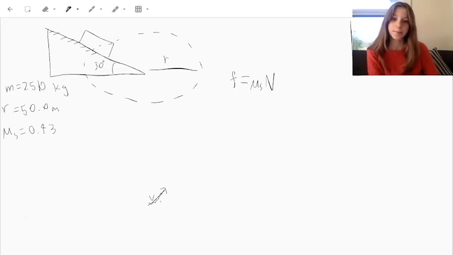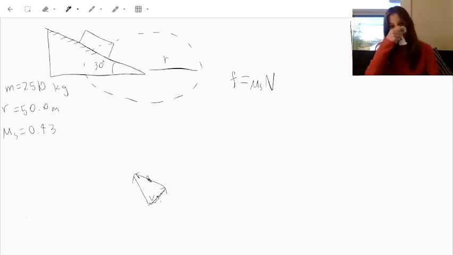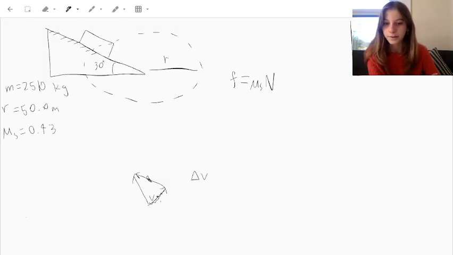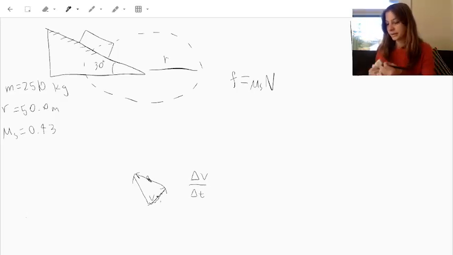Pretty self-explanatory. But let's say we take this vector and we turn it into this vector. Here we can see that its magnitude has changed as well as its direction. The change that we've made is we've added a new vector, this one here, to this one. That change in velocity is acceleration, because acceleration is change in velocity over change in time. That's the formula for average acceleration.